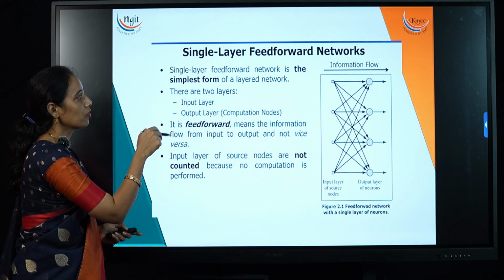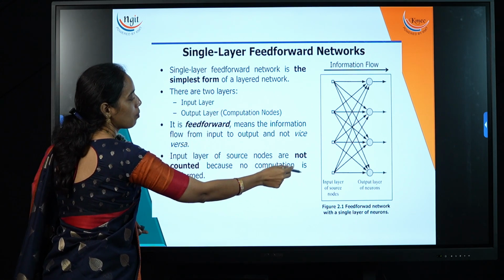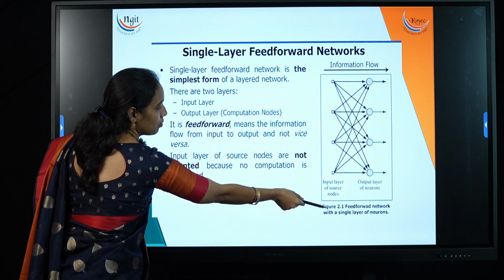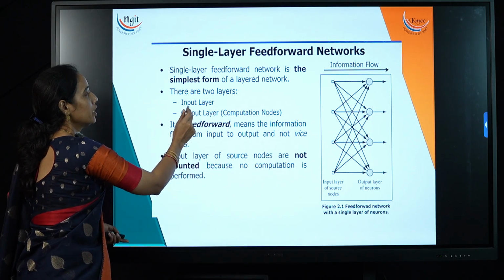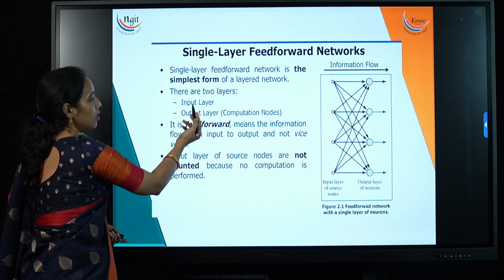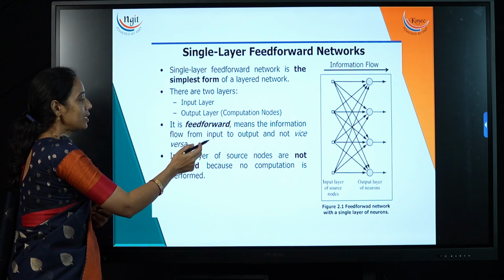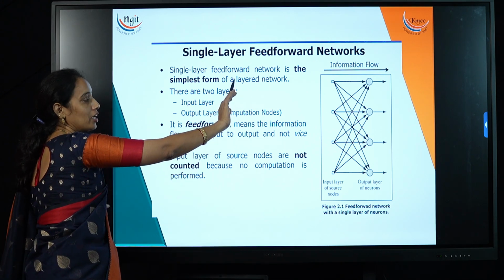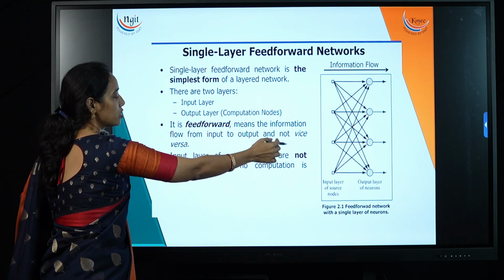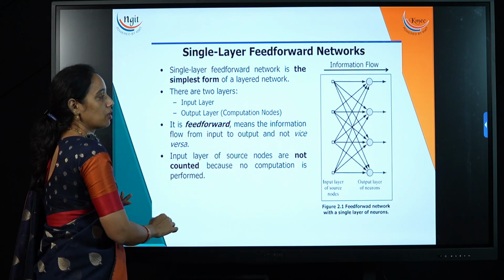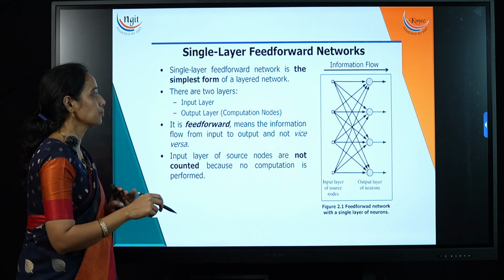And we have two important neural networks. One is single layer feed forward networks and the other is multi-layer feed forward networks. So the single layer feed forward network is the simplest form of a layered network. You can see this diagram represents the feed forward network with a single layer of neurons. So here there are only two layers. One is the input layer, the other one is the output layer, which is the computation nodes. It is feed forward, meaning the information flows from input to output and not vice versa. That's why we call it a feed forward network. The input layer of source nodes is not counted because no computation is performed. Only the output layer performs computation.